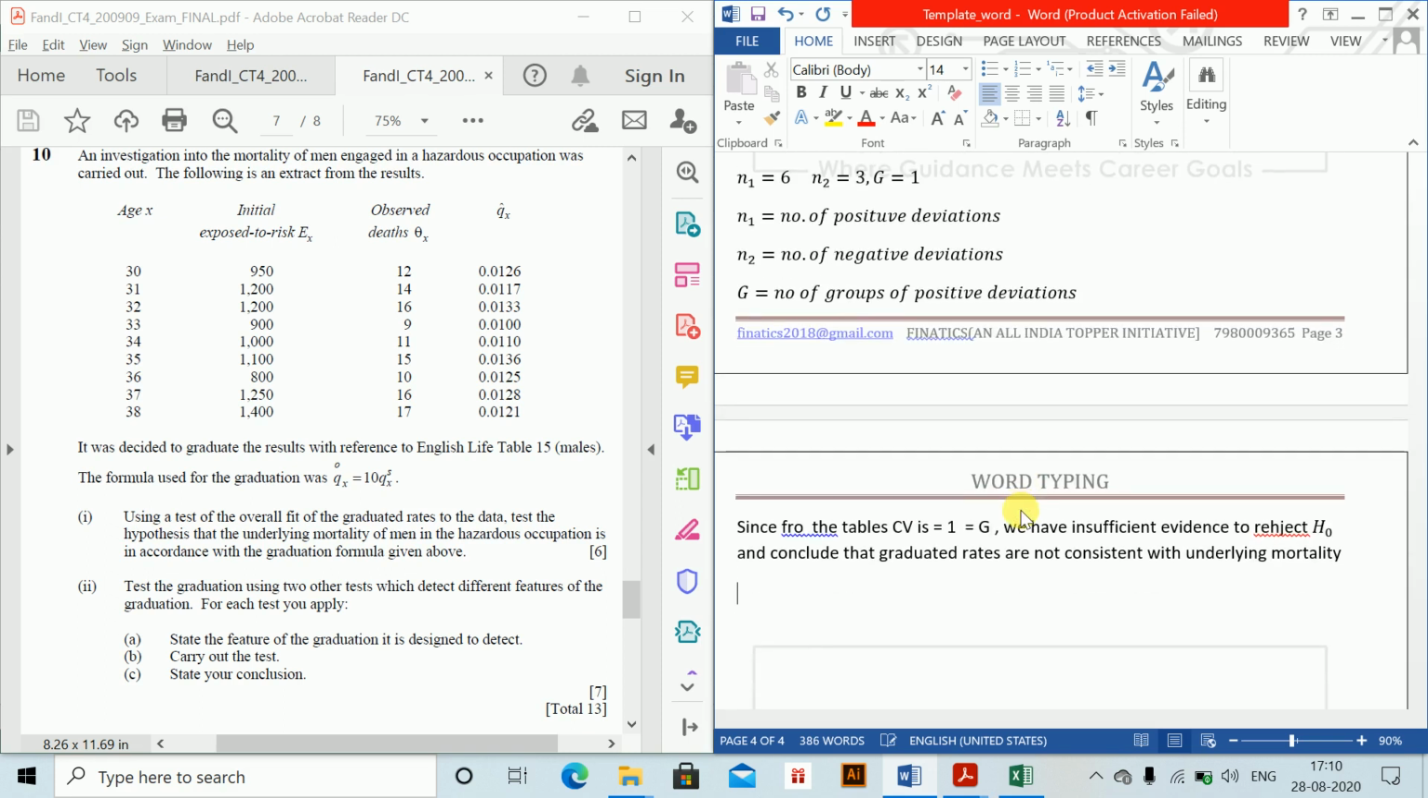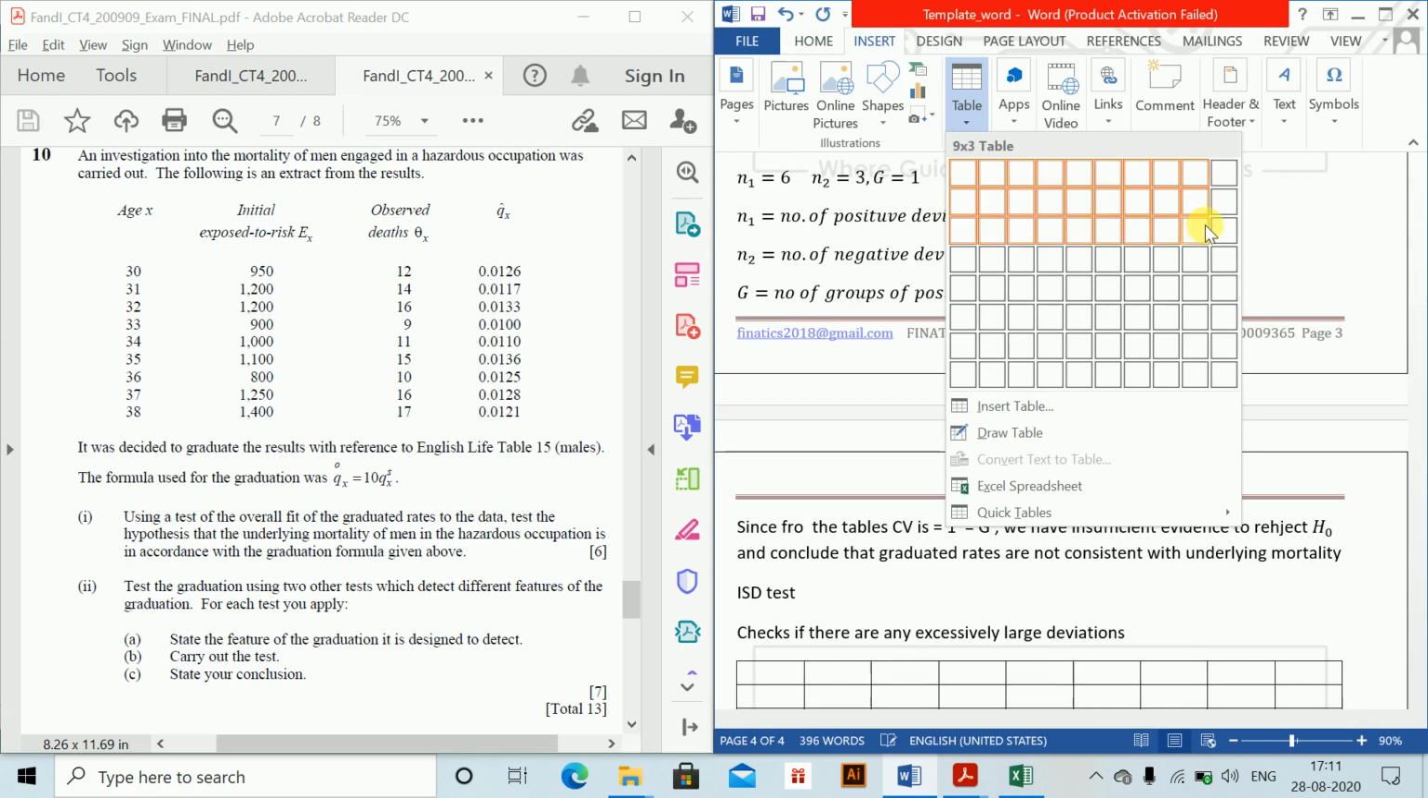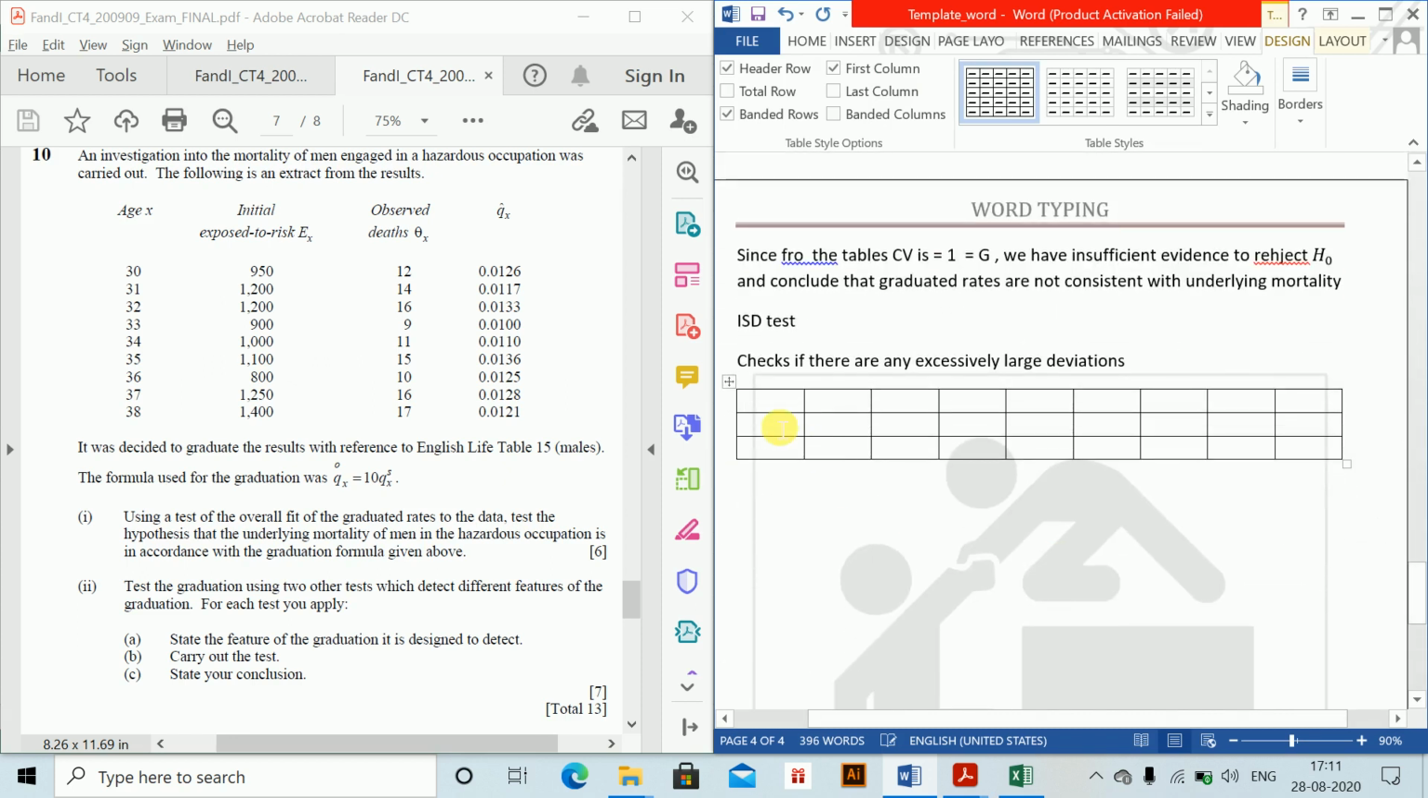Next is the last one, the individual standardized deviations (ISD) test. For the ISD test, first we write what it checks: if there are any excessively large deviations. Again you have to do only 2; I am showing you all 4. We have to find the range, the observed, and the expected values here also. So again here also I'll draw a table.